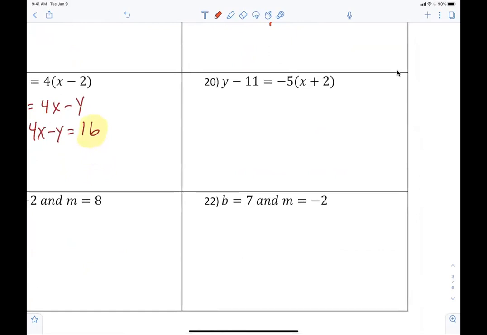You gonna give it a shot? Yeah. Go. All right, so y minus, so you distribute, and you get -5x plus -10. Or we're just gonna say -5x minus 10, right? Yeah. Now what? And then you bring the 11 over and you get 1. And then you bring the -5x over to the left. And I get 5x plus y equals 1.